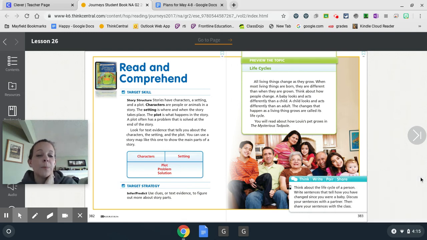This week, we will be reading about life cycles in The Mysterious Tadpole. All living things change as they grow. When most living things are born, they are different than when they are grown.